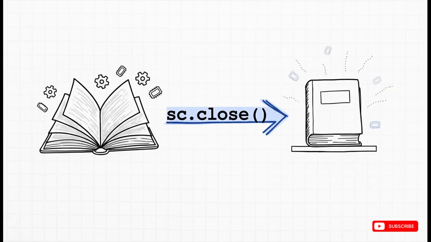And one final piece of advice on the scanner. When your program is completely done asking for input, it's considered really good practice to officially close it using sc.close. You can think of it like turning off the lights when you leave a room. It tells the system you're done with that resource, which helps keep your code clean and efficient.